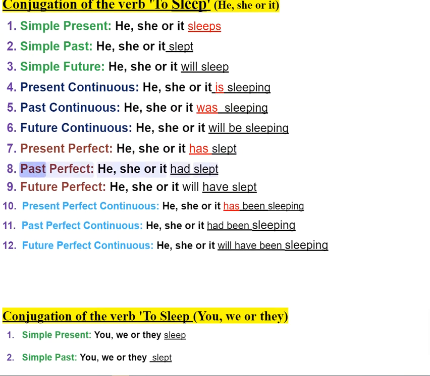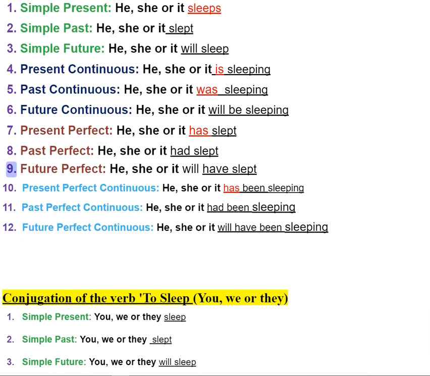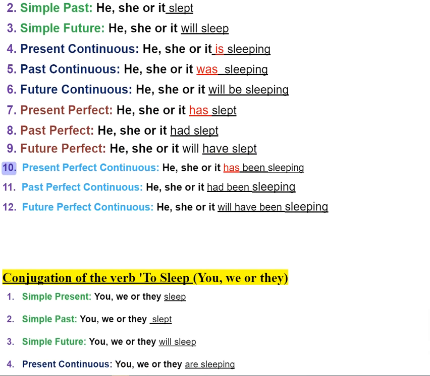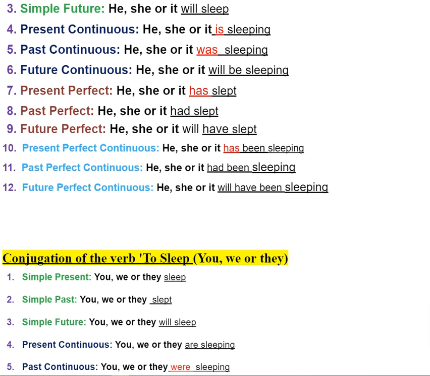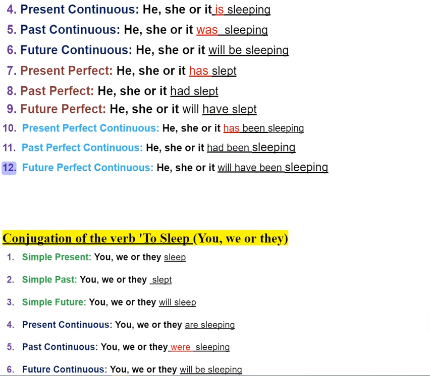8. Past perfect. He, she or it had slept. 9. Future perfect. He, she or it will have slept. 10. Present perfect continuous. He, she or it has been sleeping. 11. Past perfect continuous. He, she or it had been sleeping. 12. Future perfect continuous. He, she or it will have been sleeping.